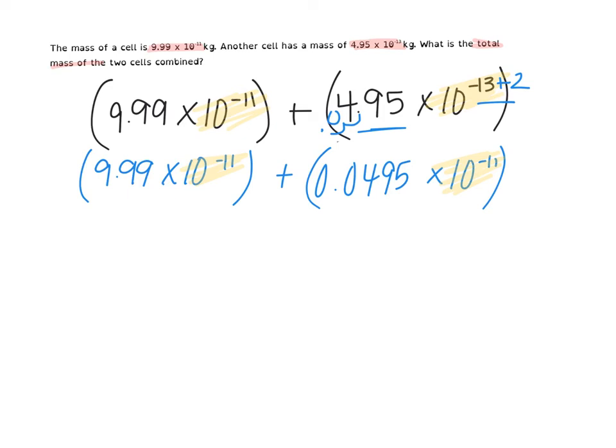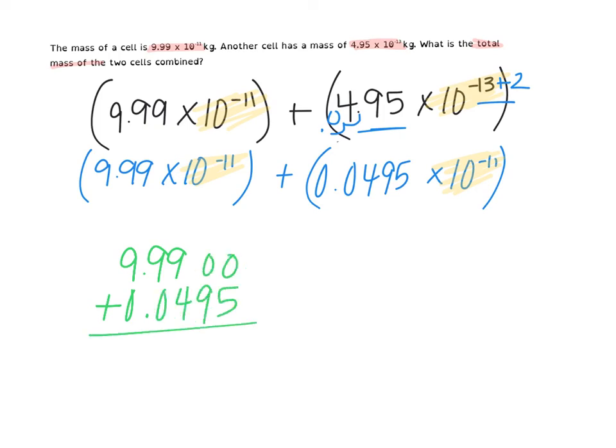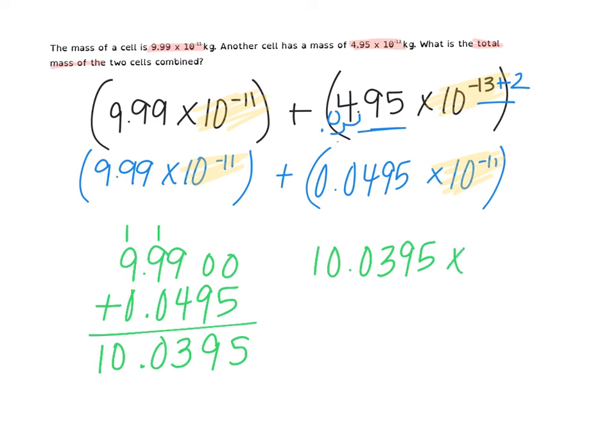So I'm going to come down here, and I'm going to add 9.99 plus 0.0495 and see what I get. Okay, I'm going to add some zeros here. I get 5, I get 9, I get 13, carry my 1, I get 10, carry my 1, I get 10. So I get 10.0395 times 10 to the negative 11th power.